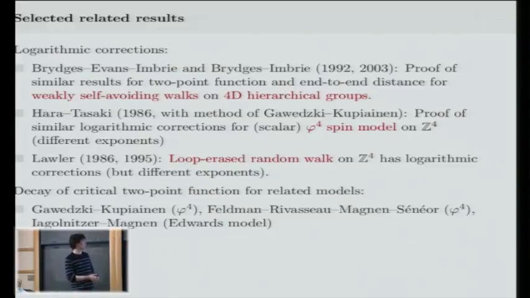And there's also work by Lawler on the loop-erased random walk. The loop-erased random walk is a different model of self-avoiding walks. It's in a different universality class, if you like, so the exponents are different, but in 4 dimensions, it also has logarithmic corrections to the behavior of the simple random walk. And there are also results on decays of 2-point functions, various models, and so on. Let me not spend too much time on this.